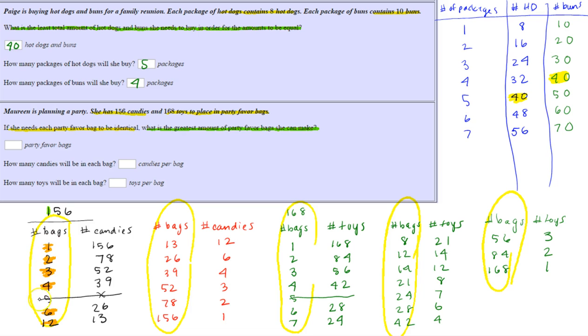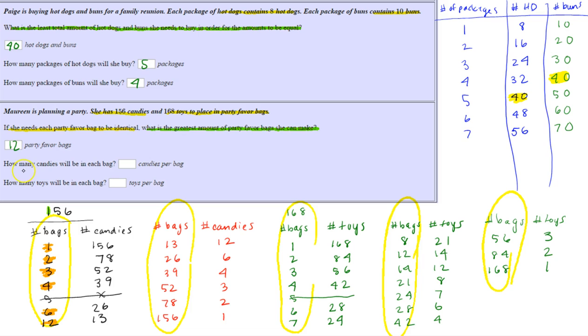So these are our common factors, okay, for 156 and 168. So these are the number of bags we can make that satisfy the criteria. And in addition, since we want the greatest amount of bags that can be made, we would take the largest number in this list, which is 12. So she can make 12 party favor bags.